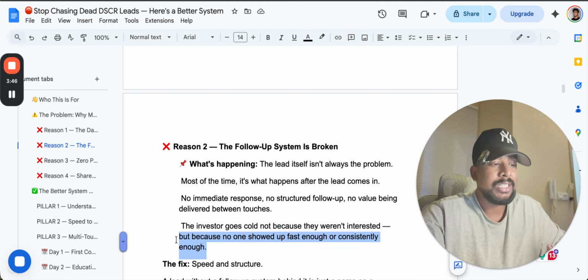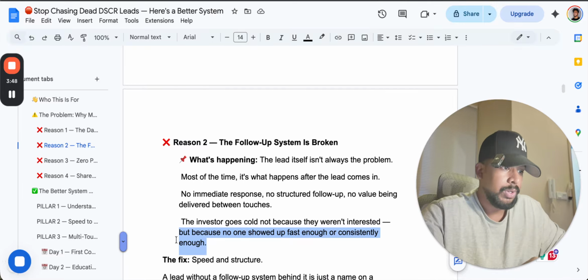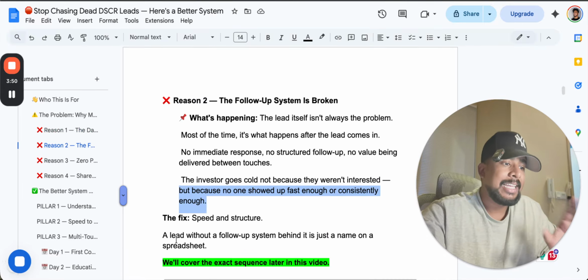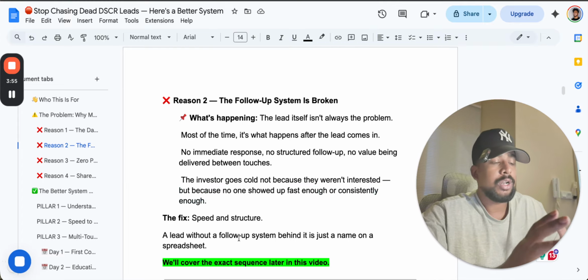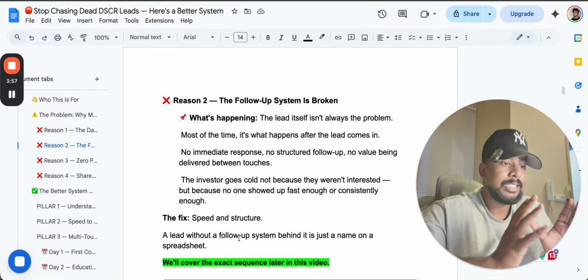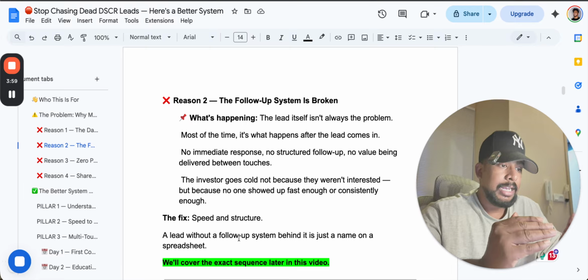That's why you need to build a system which does the job for you. The fix is quite simple. A lead without a follow-up system behind it is just a name on a spreadsheet. We'll cover exactly the sequence that you can build in today's video as well.